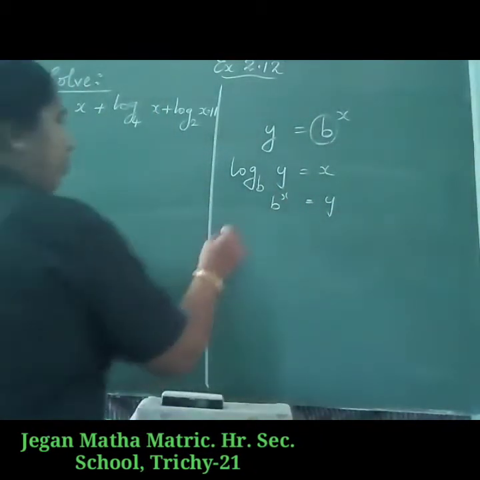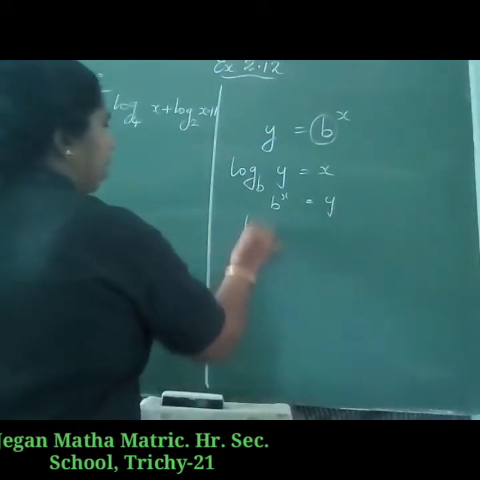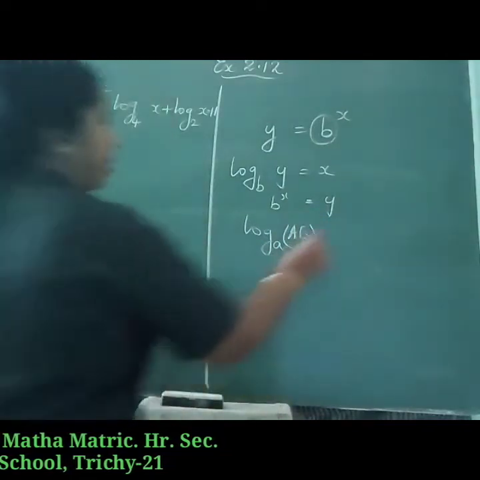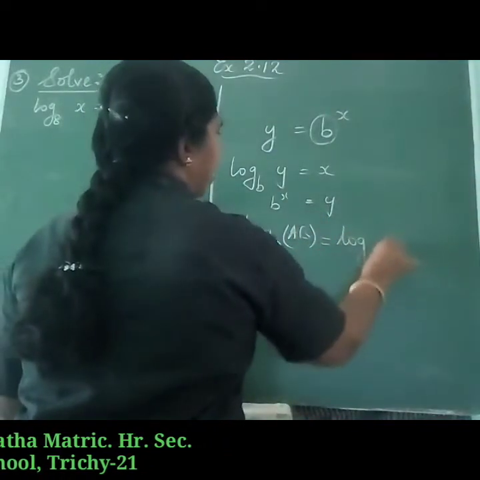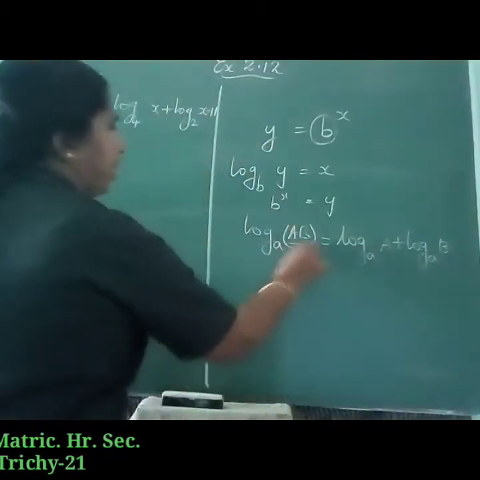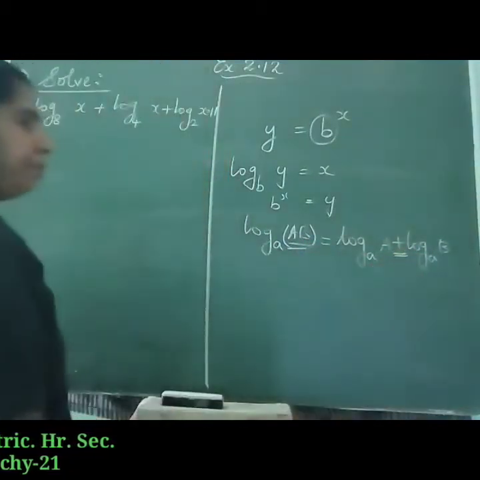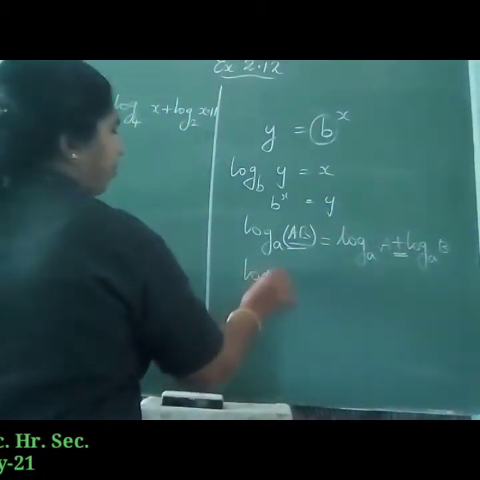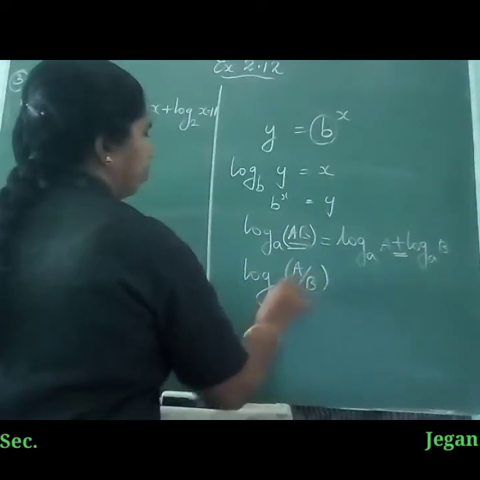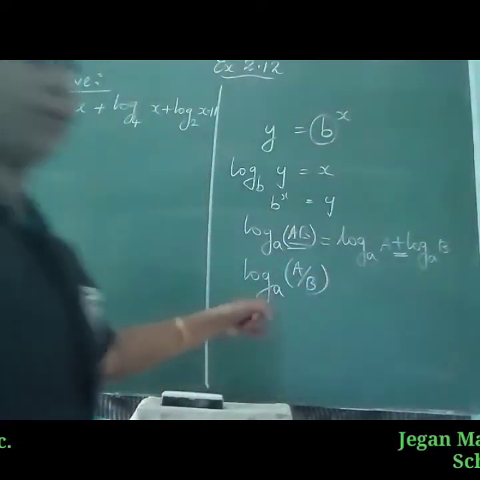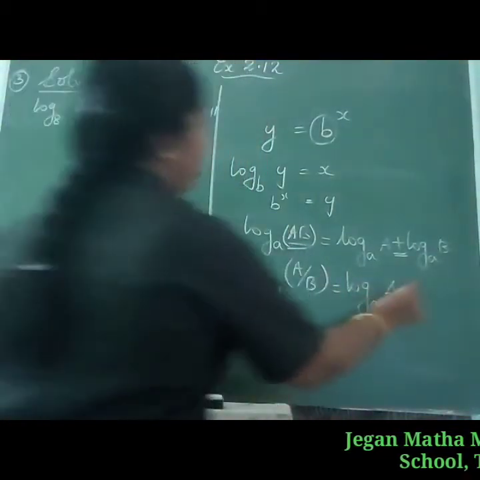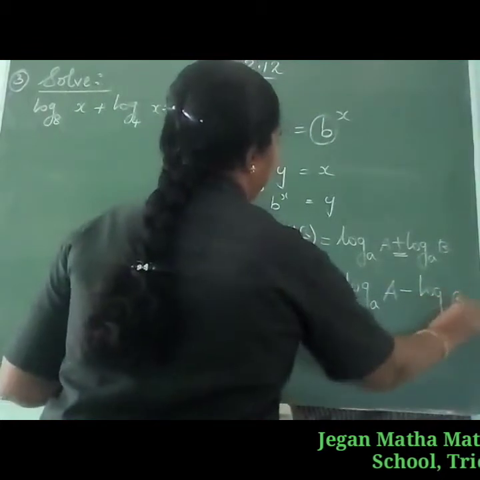Some properties of log functions. Product rule: log ab to the base a. When a and b are in product form, we can split this as log a to the base a plus log b to the base a. So product form can be split into addition form. Then quotient form: log a by b to the base a. If it is in division form, this can be written as log a to the base a minus log b to the base b.